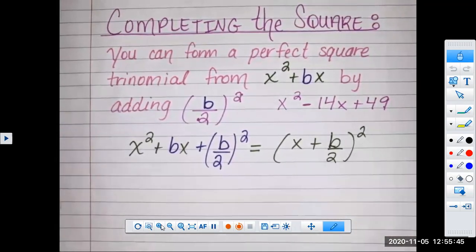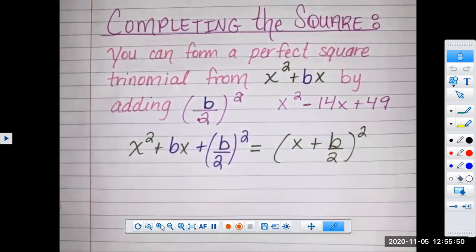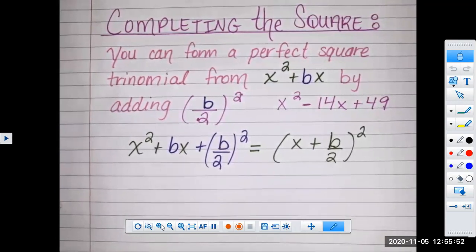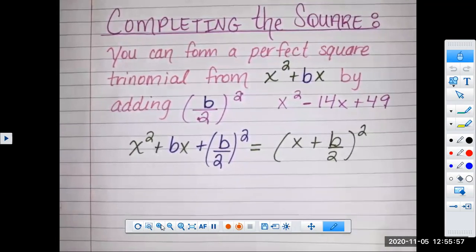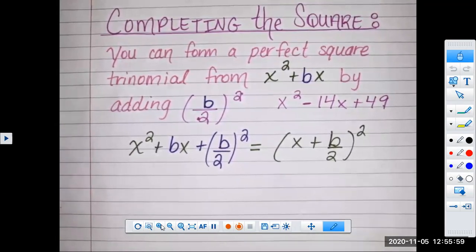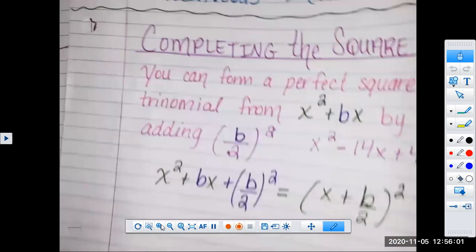Completing the square is not that hard. It's just something that we all tend to forget. You'll see it next year in pre-cal too. You'll use it again this year. Does anybody still need to stop? Okay.